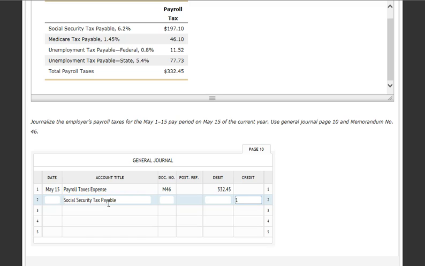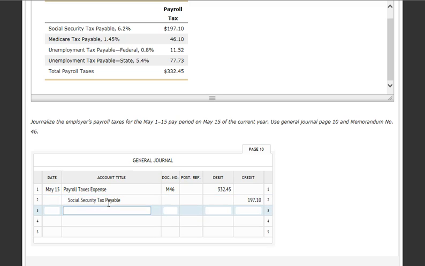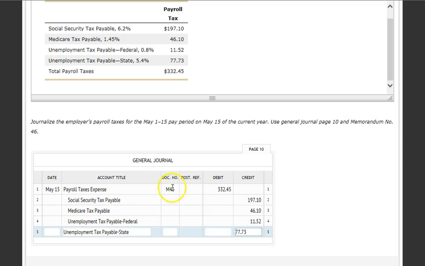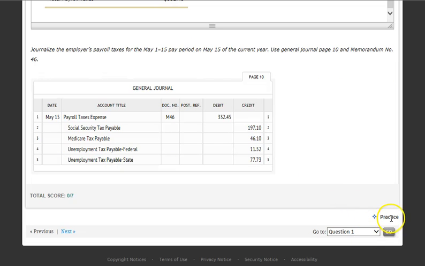This one was $197.10. Medicare, $46.10. Unemployment tax payable, federal, $11.52. And unemployment tax payable, state, $77.73. Okay, that's it. Nice work.